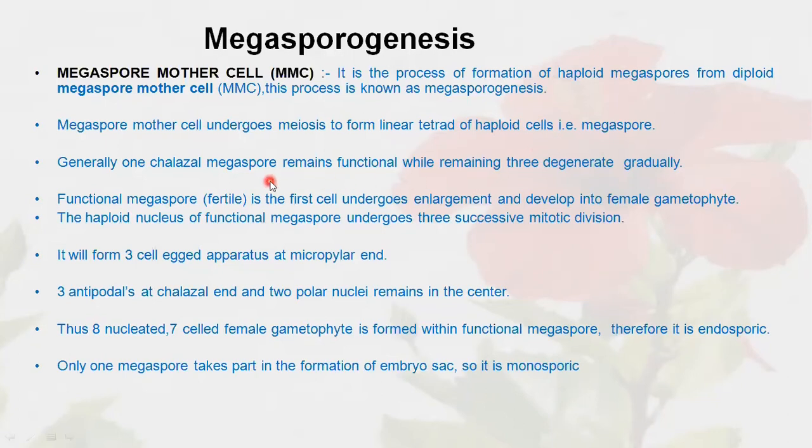One cell will be functional, which is present at the chalazal end, and the remaining three will degenerate. This functional megaspore will enlarge and undergo three successive mitotic divisions. It will form a three-cell egg apparatus at the micropylar end, and three cells at the chalazal end, and it is an 8-nucleate and 7-celled female gametophyte structure, which is endosporic.